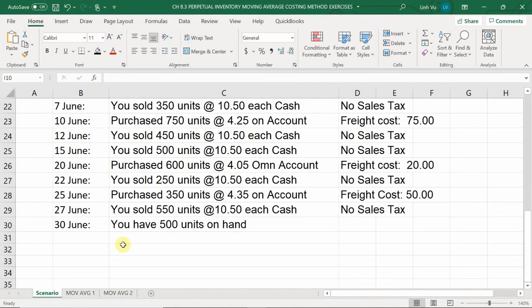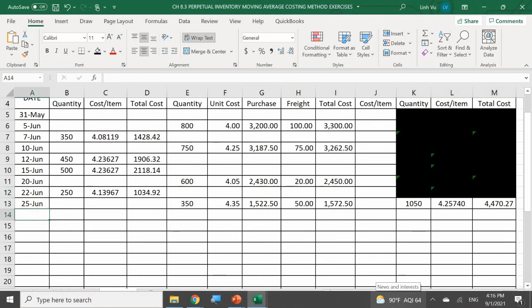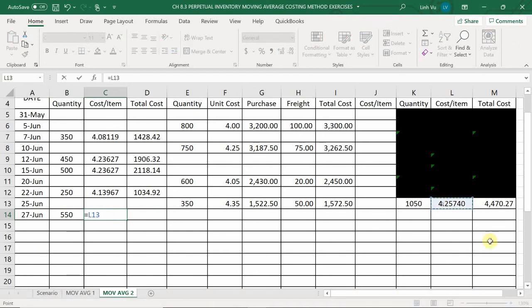Last but not least, on June 27th, we end up selling 550 units at $10.50 each. So 550 is what we sold, to give us a remainder of 500 on June 30th. So June 27, we sold 550 units at an average cost of 4.25740. Okay. So therefore, what is my cost of goods sold?